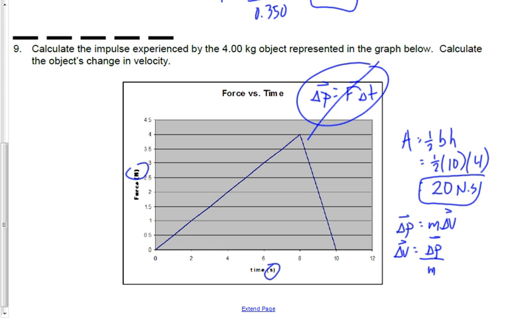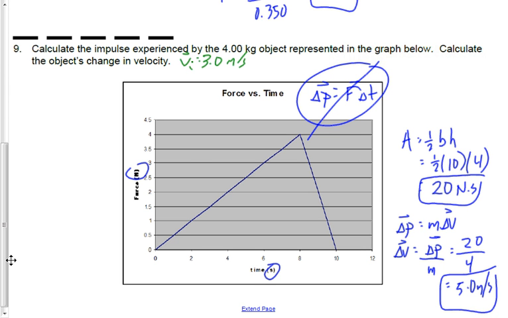We get delta p over m. Delta p is 20, as we just found, and m is 4. So that becomes a change in velocity of 5.0 meters per second. Here's one for you. What if I had told you v i was 3 meters per second? We didn't, right? But what if it had been?